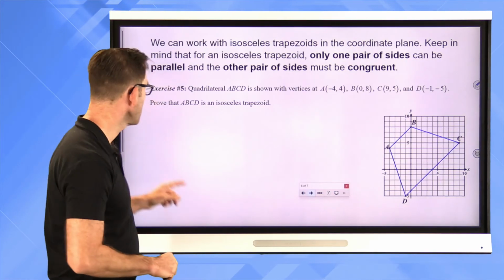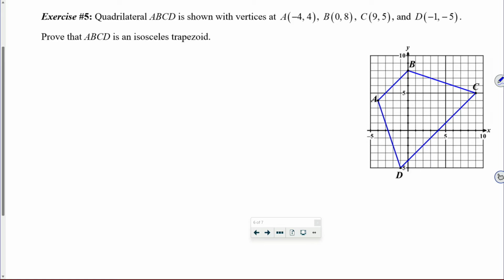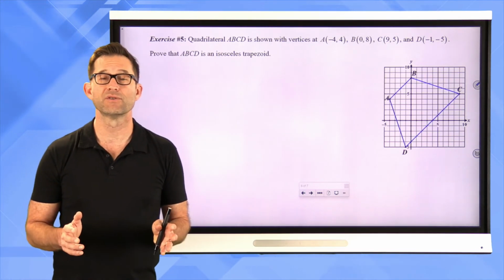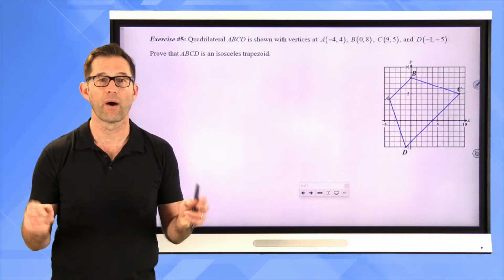So let's take a look at exercise number 5. Quadrilateral ABCD is shown with vertices at A (-4, 4), B (0, 8), C (9, 5), and D (-1, -5). Prove that ABCD is an isosceles trapezoid. All right, so to prove it's an isosceles trapezoid, we have to really do two things, or maybe three depending on how you count things.